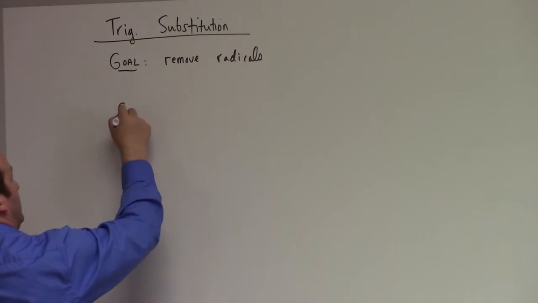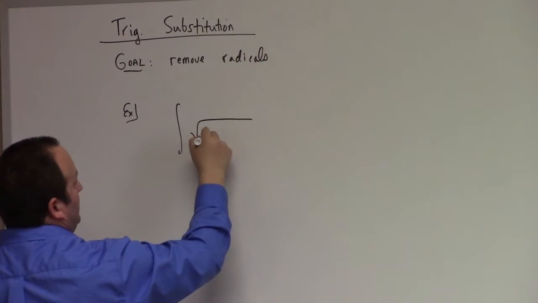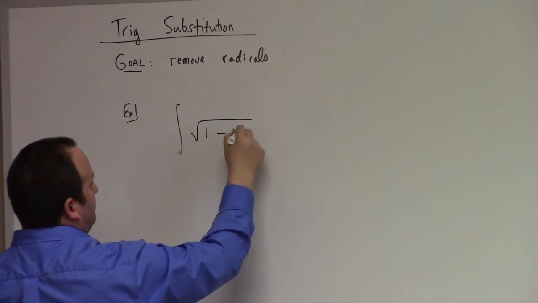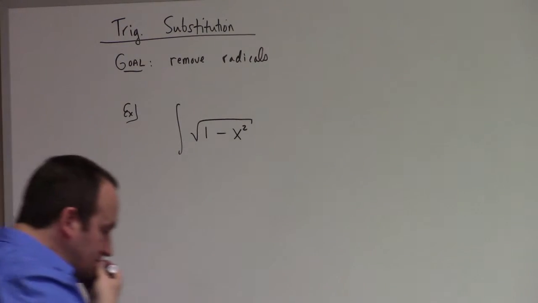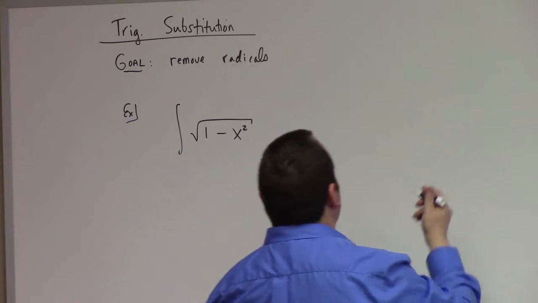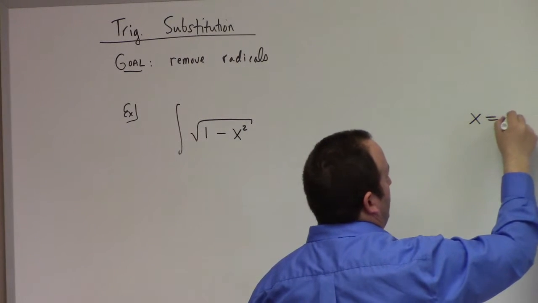So here's a fundamental example. It's a good place to start. Integral of the square root of 1 minus x squared. It turns out that what we do is we let x equal sine theta.